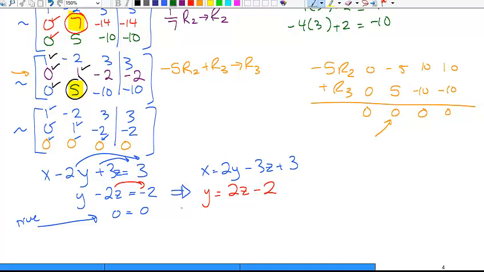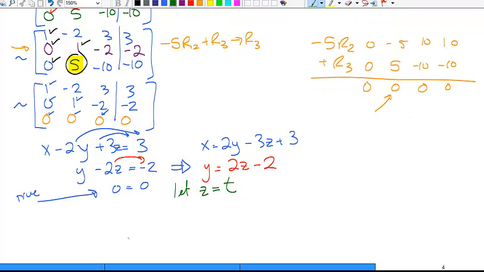And then for the third one, I don't have an equation. So what I'm going to do is let z equal some variable. The variable I choose is t. You could use whatever variable that you like. So I already have t as my third part of my ordered triple. To solve for y, I'm going to plug in z, which is t, into my equation for y equals, which gets me 2t minus 2.